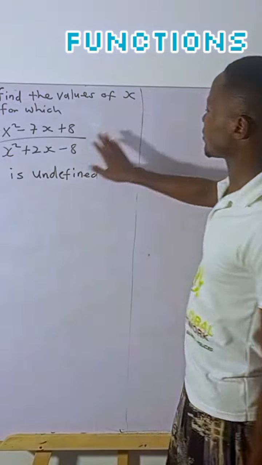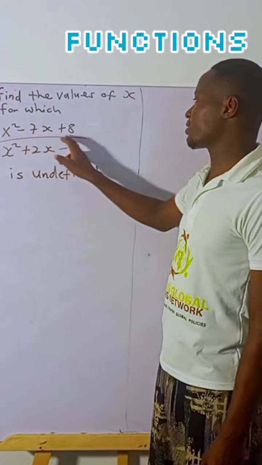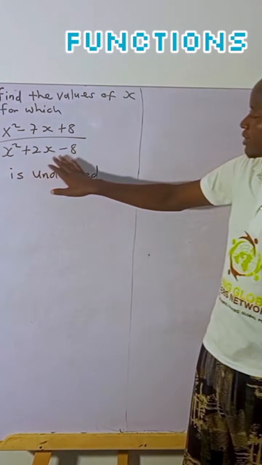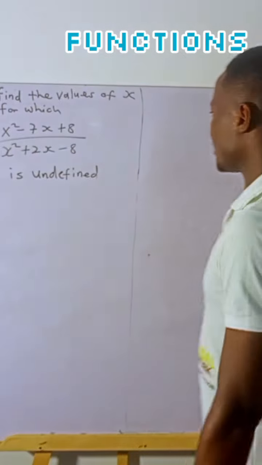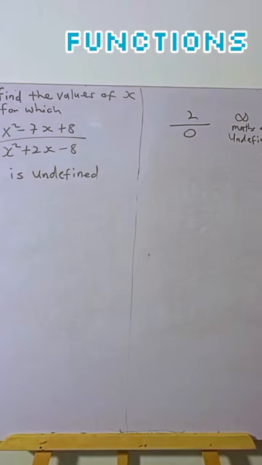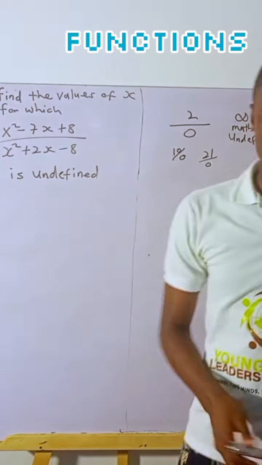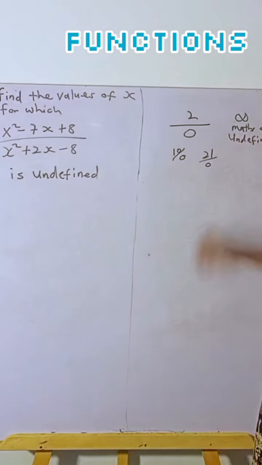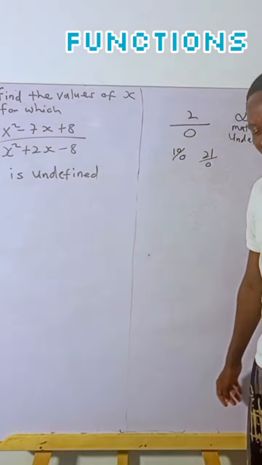Find the value of x for which (x squared minus 7x plus 8) over (x squared plus 2x minus 8) is undefined. Undefined just means that we shouldn't get a value. A number over 0 does not exist. It's unsolvable. It's an infinity, or what we call math error when you use the calculator.